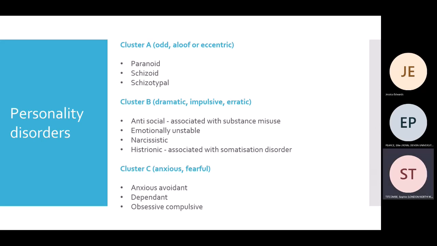And finally, we've got our cluster C personalities, which are described as anxious and fearful. So this includes our anxious avoidant, dependent, and our obsessive compulsive personalities.